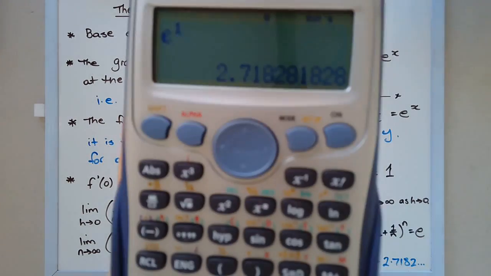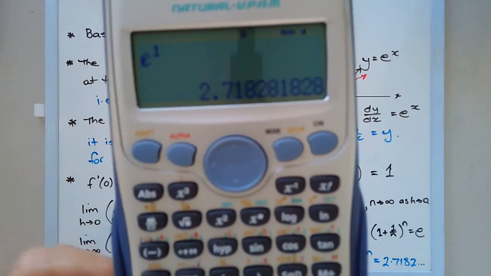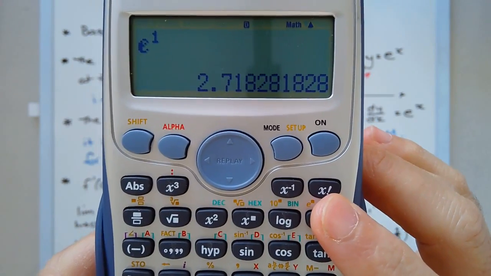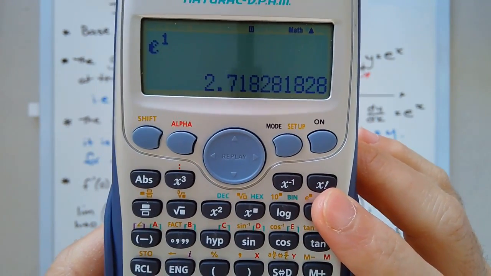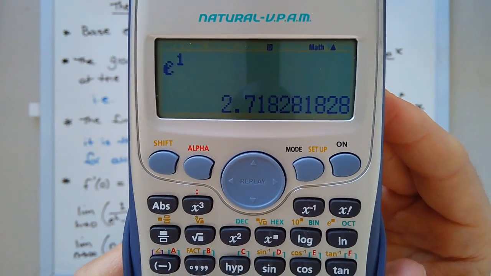Here's the number e on a calculator. We get to that by pressing the shift key, then pressing ln, then pressing the number 1, pressing equals after that, and that's the value e, correct to 9 decimal places.